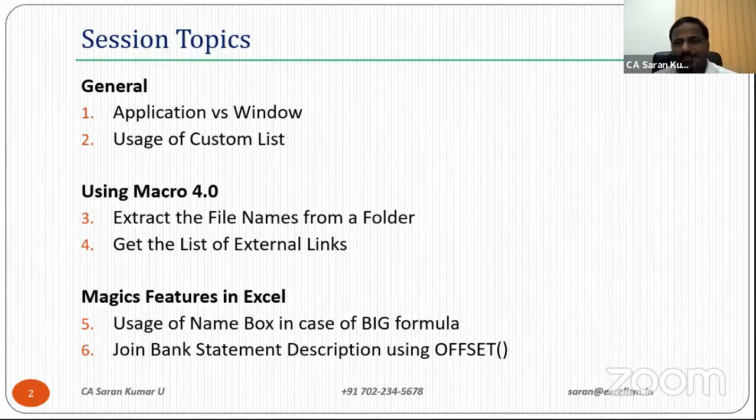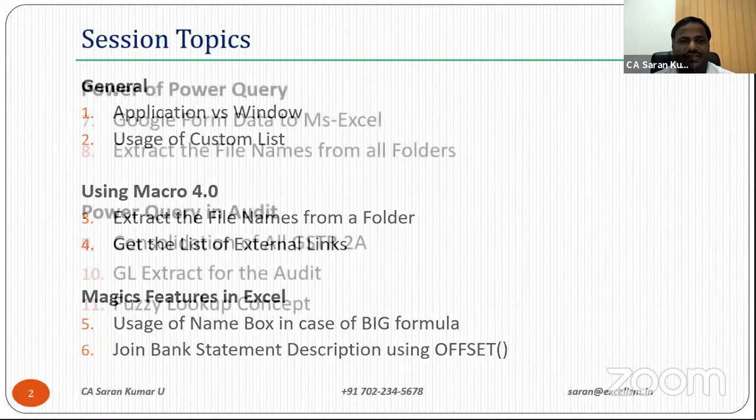I said description is very important because if you want to get a lot of inferences out of the data in the bank statement, description is the most important. In fact, he has removed the description. When I asked him, he said, Saran, unfortunately, description is coming into more than one row. That's the reason I have removed it. How can I join the entire description together into one single line when you have a description segregated into 3 to 4 lines? That is one case study I'm going to explain by using the offset function.